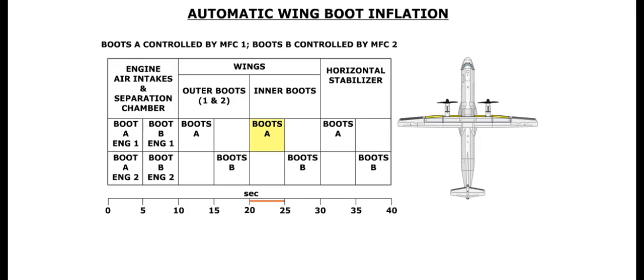Next, MFC1 commands boots A in the center and inner portion of the wing to inflate, and remain inflated for 5 seconds. Both boots B in the inner portion of the wing are deflated.